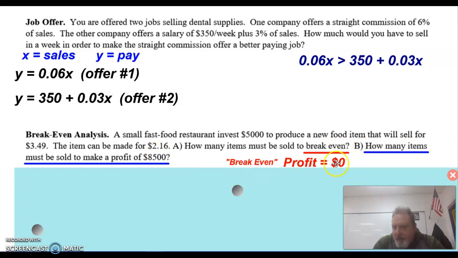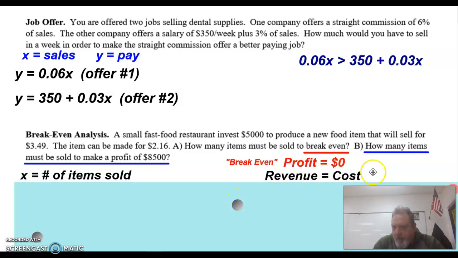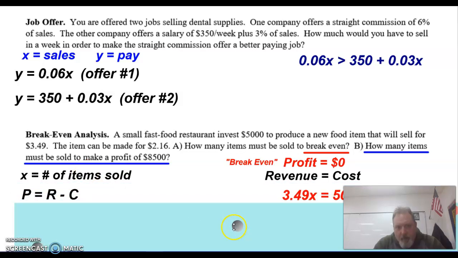When you break even, that means your profit is zero, which also means that your revenue equals your cost. So the money going in equals the money going out. Here we'll have our profit will equal $8,500. We're going to let X be the number of items that we sold. And you may remember from earlier in the year, because we've done these problems before, profit is equal to revenue minus cost. So the money you take in minus the money that goes out, whatever's left is your profit.